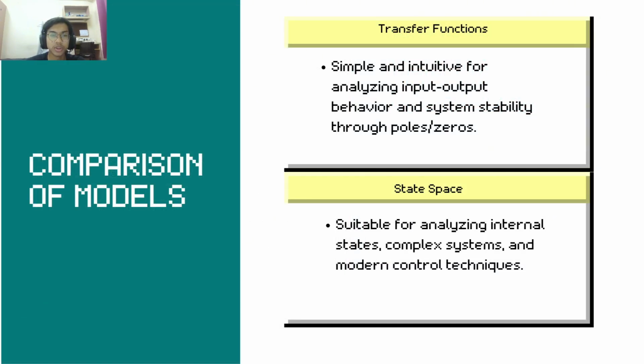We compare the two models. Transfer functions are simple and good for input-output behavior and stability analysis. Meanwhile, state space is better for analyzing internal behavior and is more suitable for complex systems. The performance from both models was then compared.